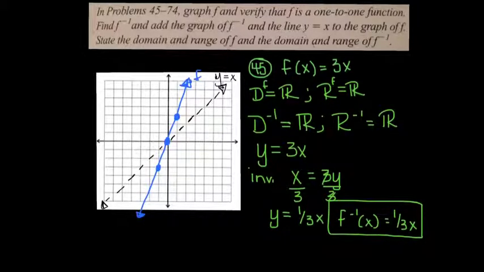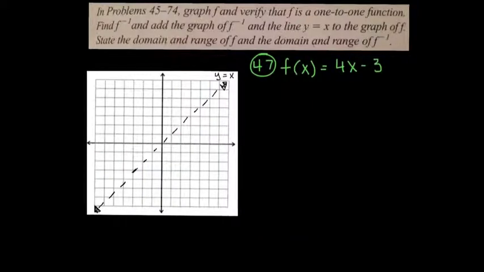If I want to graph that on the same coordinate system, then my y-intercept is still 0. This time my slope is positive 1 over 3. My rise over run is 1 over 3, or I could go down 1 and to the left 3. Connect those points. There's my inverse function, which you can see does exhibit that property of symmetry with respect to the line y equals x.